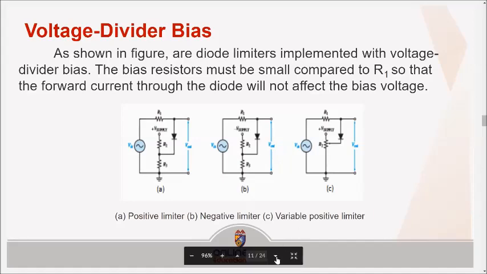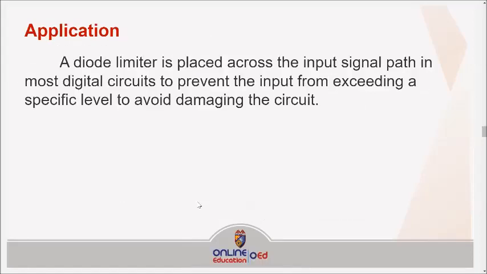Next, how about the application of a diode limiter? The diode limiter is placed across the input signal path in most digital circuits to prevent the input from exceeding a specific level, to avoid damaging the circuit. Kasi yung mga electronic component natin, kailangan i-limit natin yan. Kaya gumagamit tayo ng mga diode limiter para hindi masira yung mga electronic component natin or yung equipment. Kasi meron siyang specific na voltage lang yan eh.